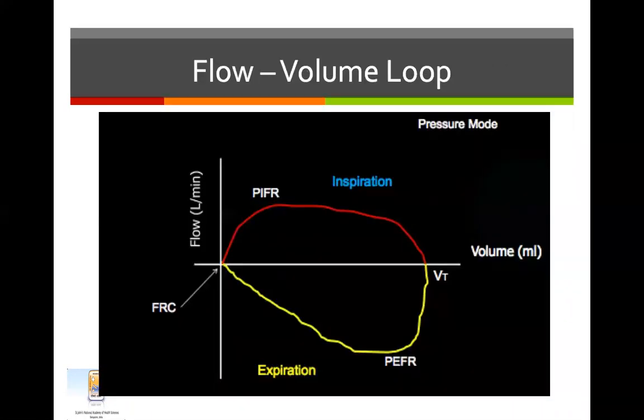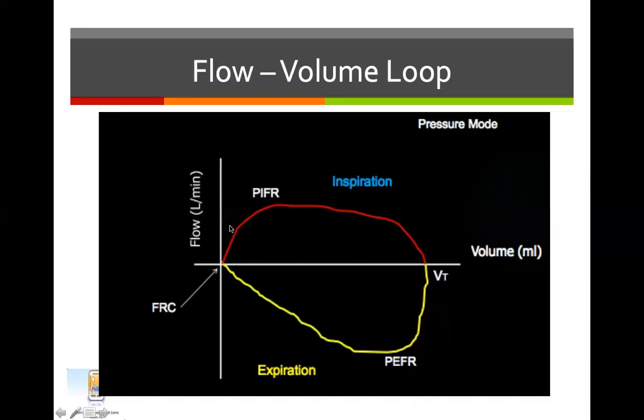Then comes our flow volume loop. Now, this is the one where different ventilators will show the positive and the negative maybe on the opposite side, so we should be very careful on that. As I said, the starting point and the end point are the same.